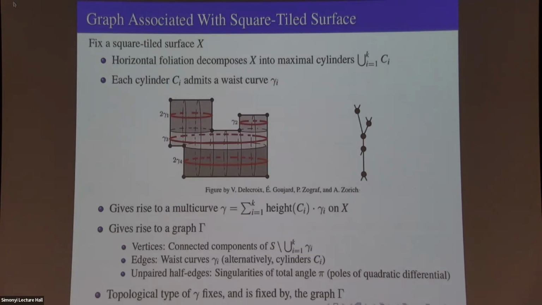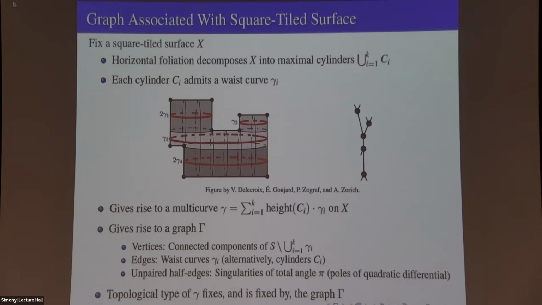Okay, so I've now cut my square-tiled surface into a bunch of cylinders. I want to extract from it something I can view as geometric, so I can get a feeling for how these surfaces look, and I will encapsulate that in a graph gamma. The vertices of gamma are given by the connected components of what I get by pinching all of these waist curves. In this case, as you can see, there are 5 connected components by cutting along these waist curves.